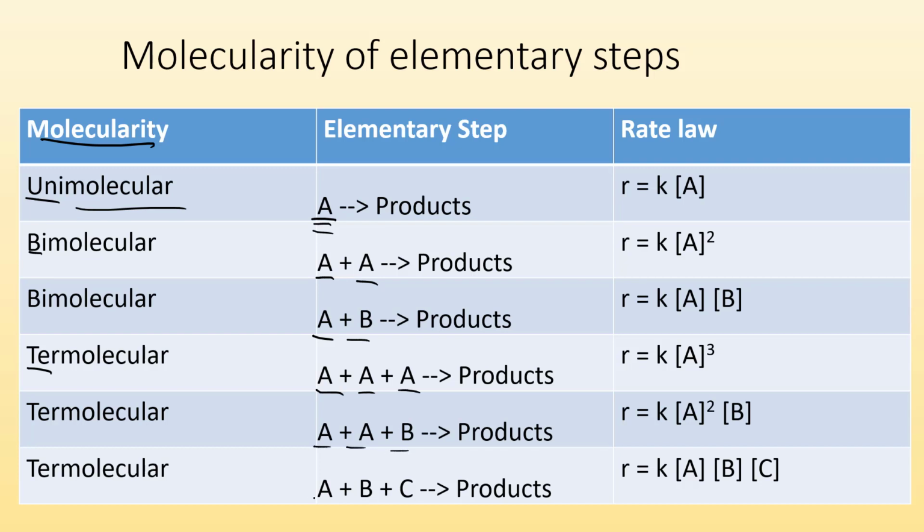So again, they don't have to be the same molecule. They don't have to be different molecules. It's just three of them involved in that one step. So you can see how it affects the rate law. So for unimolecular, it's just first order, bimolecular, second order, termolecular, third order.